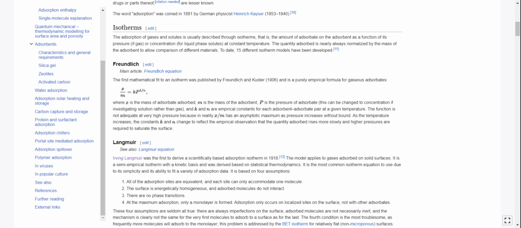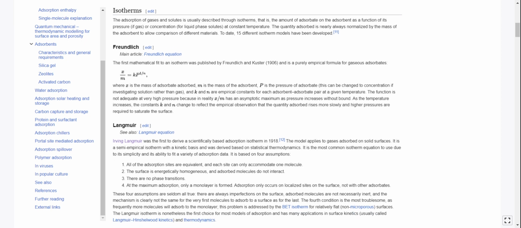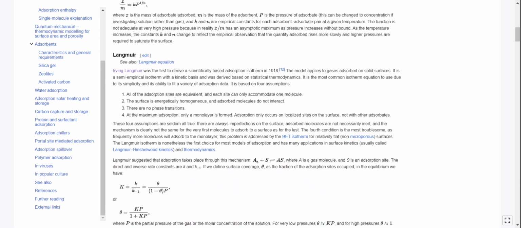The function is not adequate at very high pressure because in reality, x over m, that being mass adsorbed and mass of adsorbent respectively, has an asymptotic maximum as pressure increases without bound. As the temperature increases, the constants k and n change to reflect the empirical observation that the quantity adsorbed rises more slowly and higher pressures are required to saturate the surface.